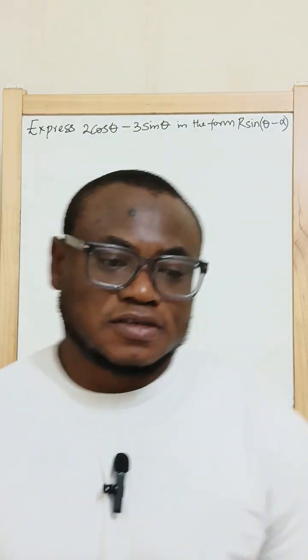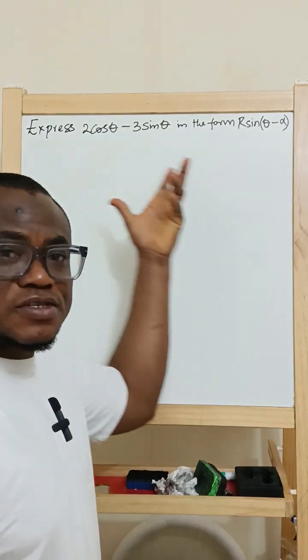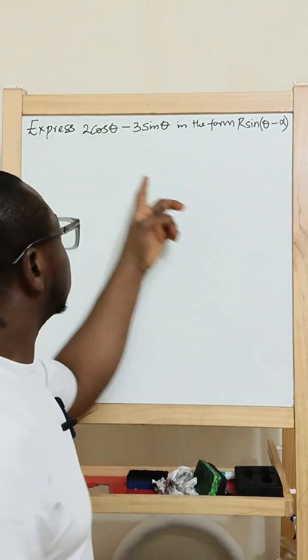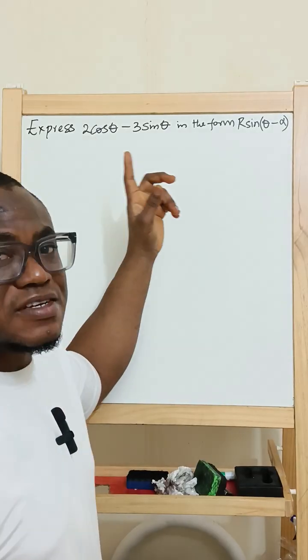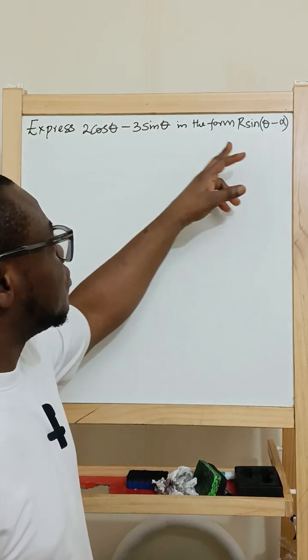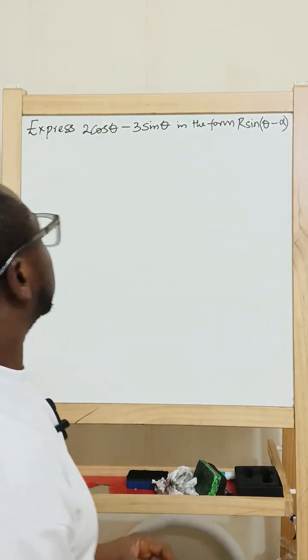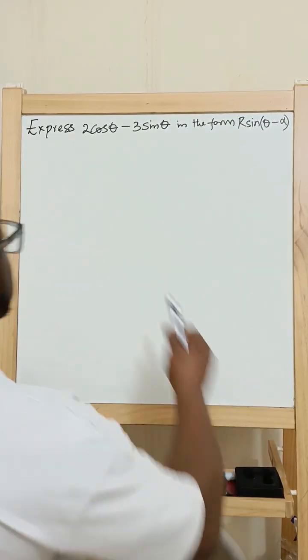Okay, hello, good day. So today we want to look at this question. In this question we're asked to express 2 cos theta minus 3 sin theta in the form r sin(theta minus alpha). So to be able to do this, let us start.